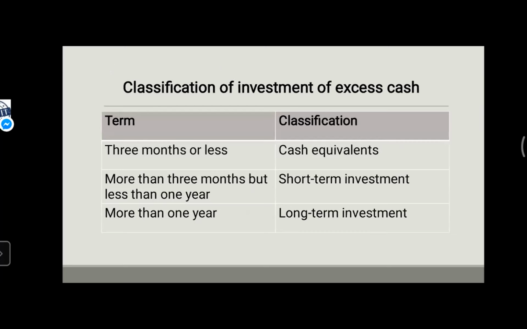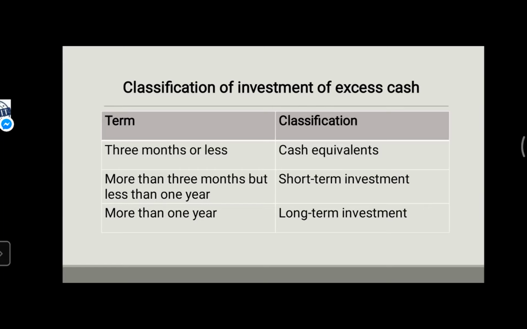Then, dito, yung classification of investment of excess cash, dito is sa cash equivalence, is laging itatandaan is yung important is yung date of purchase, which is should be 3 months or less before the maturity. So, dito, if yung term is 3 months or less, ang classification niya is cash equivalence. Then, if yung term naman niya is more than 3 months, but less than 1 year, is ang classification niya is current asset or short-term investment. And if yung term naman is more than 1 year, is ang classification naman niya is long-term investment.